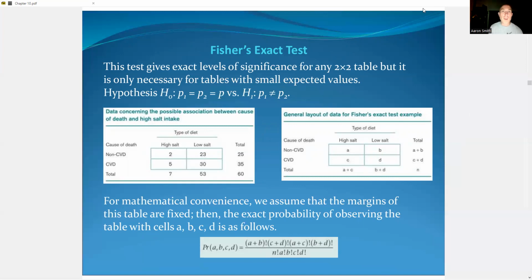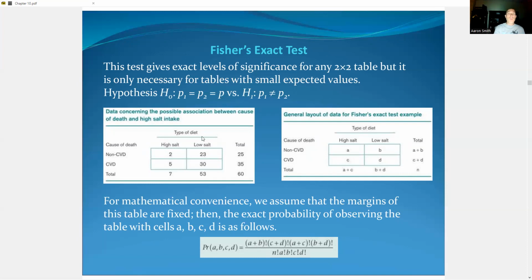Now, Fisher's exact test. What Fisher's exact test does, tackles the same problem, but it handles it differently. The binomial approach takes 2 populations and converts over to the normal distribution, and then gets a test statistic that way. The chi-square test looks at the difference between observed and expected. Now, this one is a little bit different.